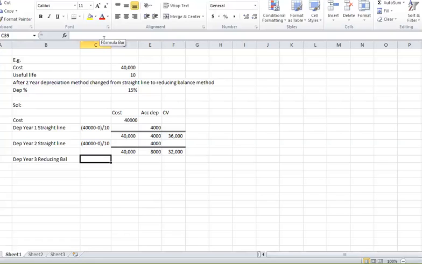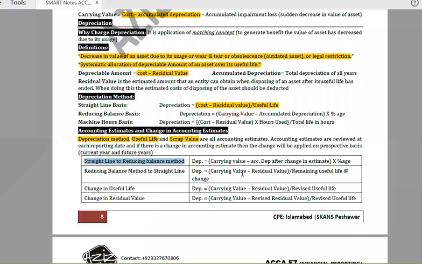What do you mean by remaining values? Students, instead of cost, we will use carrying value. Even though we can read the formula from the notes as well. So instead of cost, we will use carrying value. We will deduct accumulated depreciation after change in estimate. We will not deduct total accumulated depreciation. We will deduct depreciation after change in estimate from 3rd year onward into depreciation percentage.